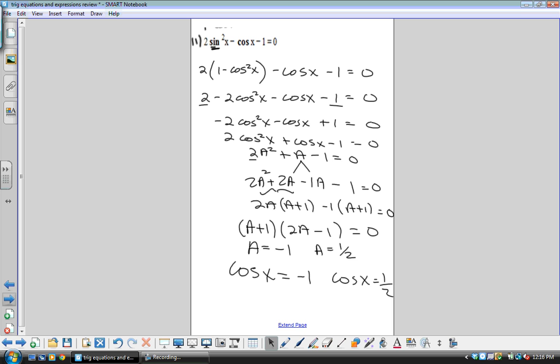So cosine is negative 1 at pi, and cosine is a half at pi over 3 and 5 pi over 3. Let me check that 5 pi over 3. Yeah, that's right.